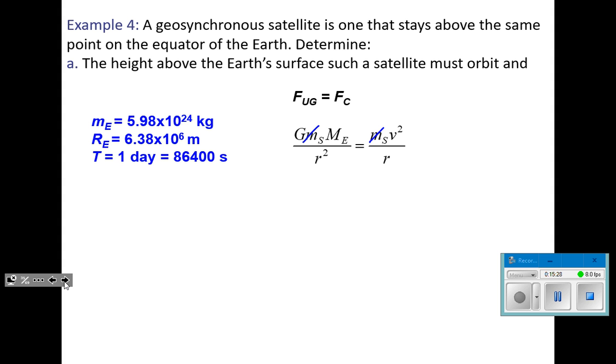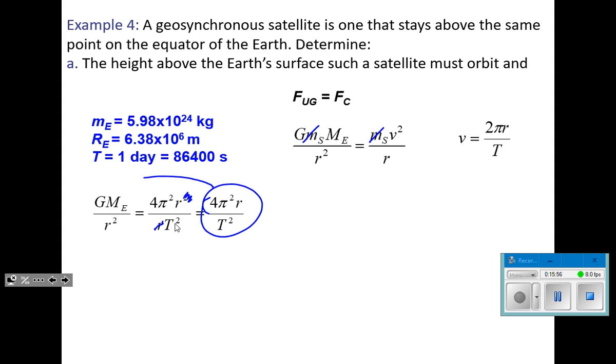Then we could say that we know that v is also 2 pi r over t, so we could substitute that in as well. When we do that, we have to square all of that, remember? So it looks like this. So this is it plugged in, just squaring it. Then this is canceling out the r's here. Since there's an r here and an r squared there, that's where we end up with this. So this is equal to this. That's where I'm at right now.